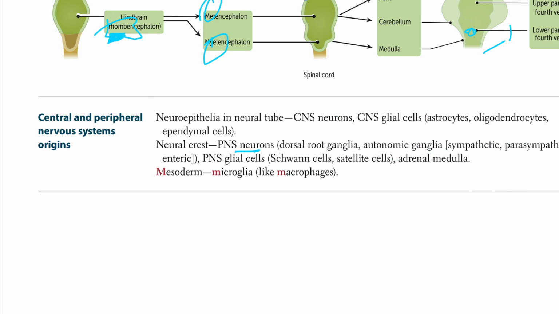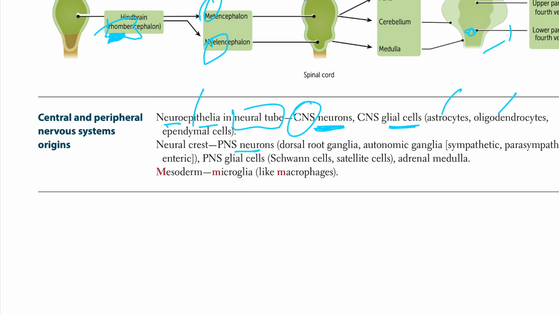So we said the neuroepithelial cells in the neural tube are going to give rise to CNS neurons, right? What do we mean by CNS? Well, CNS means it has CNS neurons and the glial cells of the CNS. What are the glial cells? They are the astrocytes, the oligodendrocytes, and the ependymal cells, right?